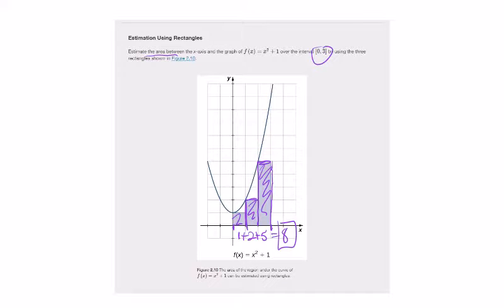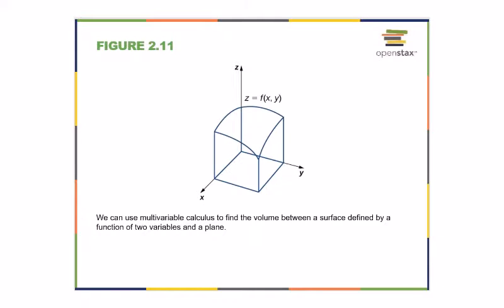All right, so we don't have any of those in the lesson, but I just wanted to show you those. And here's another thing. This is multivariate calculus, where we can actually work in 3 dimensions and find volume instead of just area. We can find volume in 3 dimensions.